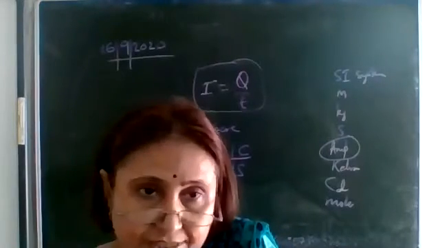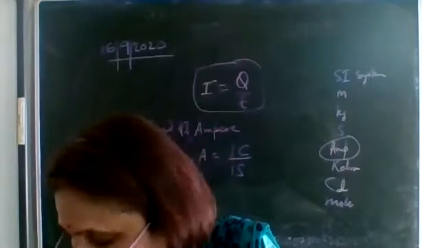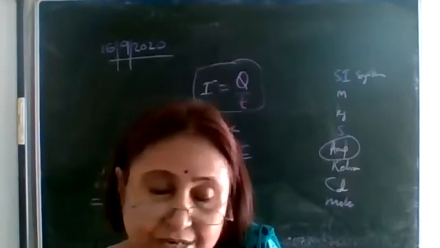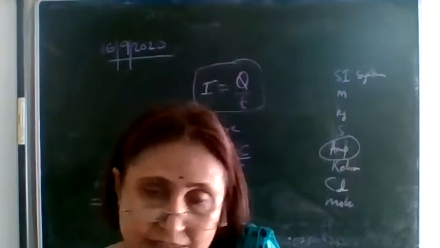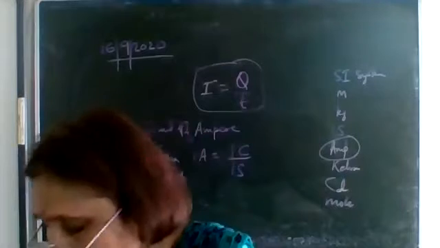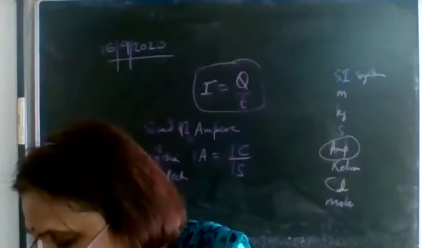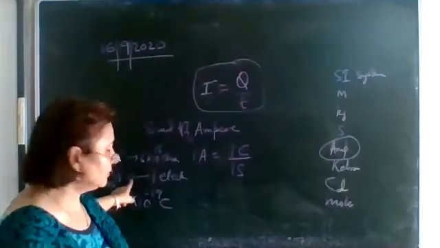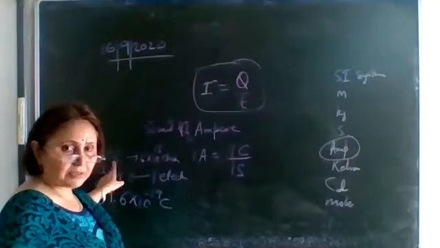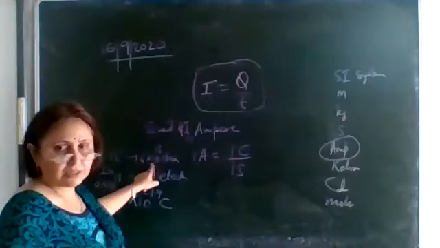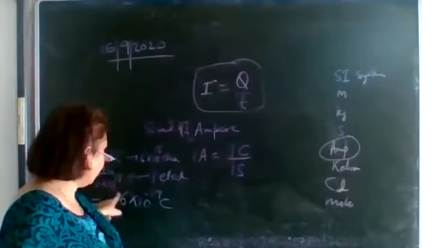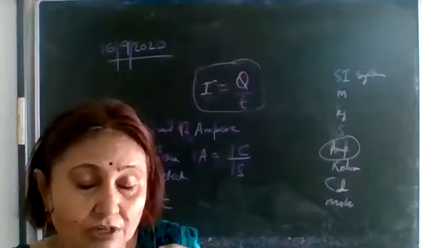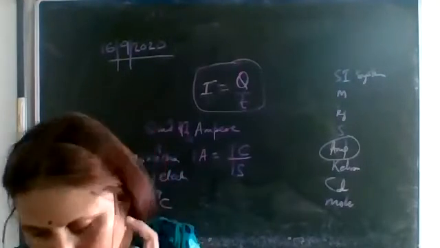The SI unit of electric charge is coulomb. In order to honor the scientist, this unit is taken as coulomb, which is equivalent to the charge contained in 6 into 10 raised to the power 18 electrons. So the charge contained in 6 into 10 raised to the power 18 electrons will be equal to 1 coulomb. We know that electron possesses a negative charge of 1.6 into 10 raised to the power minus 19 coulomb. So 1 electron will have a charge of 1.6 into 10 raised to the power minus 19 coulomb. That is the electron: 1 electron has got a negative charge of 1.6 into 10 raised to the power minus 19 coulomb.